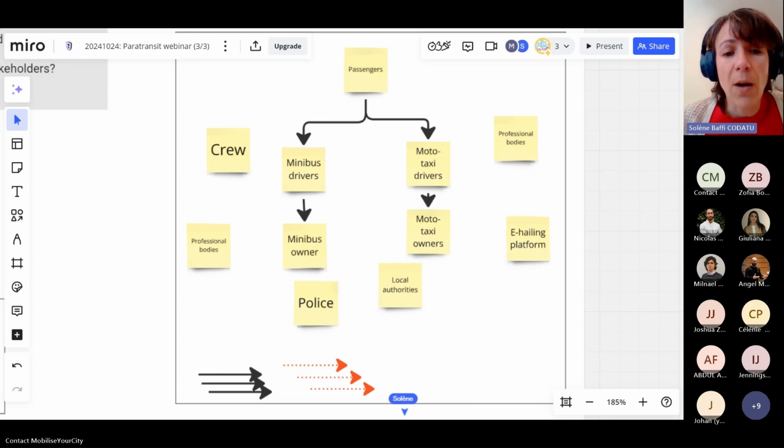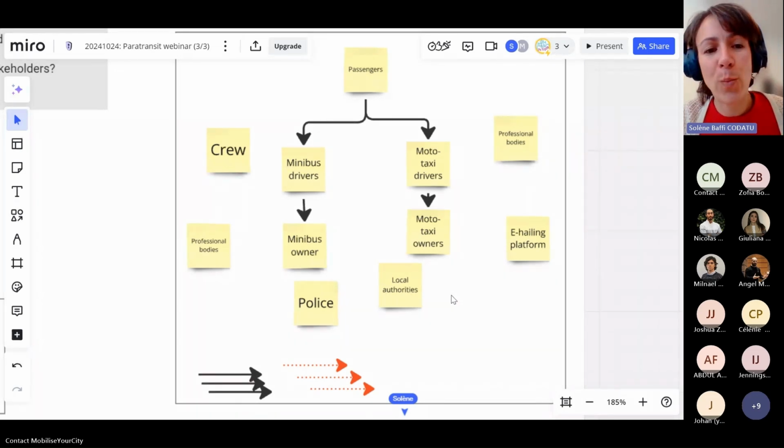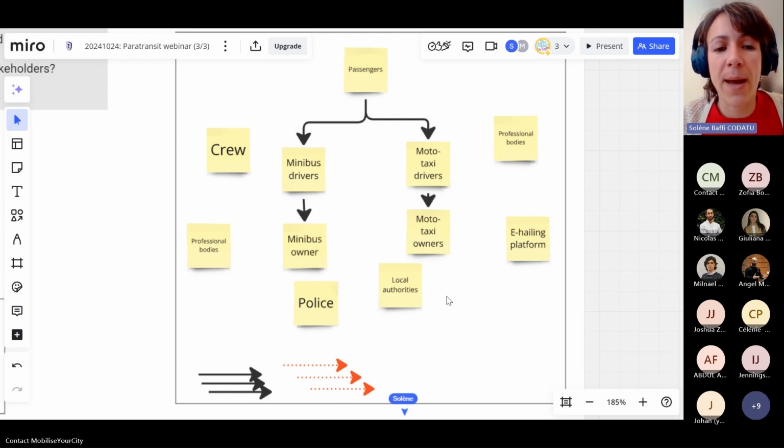The drivers themselves, if they do not own their own vehicle, then they are paying the owners of the vehicle. But often, in the case of the minibuses, which means like collective, motorcycle can be collective as well, but more collective vehicles, we have another group of stakeholders that is present, which is the crew that the drivers are asking to help them to manage the demand.